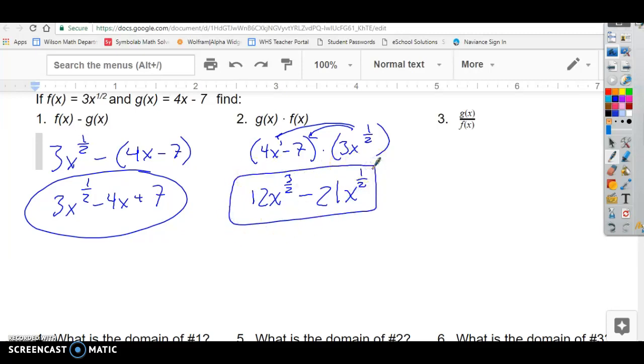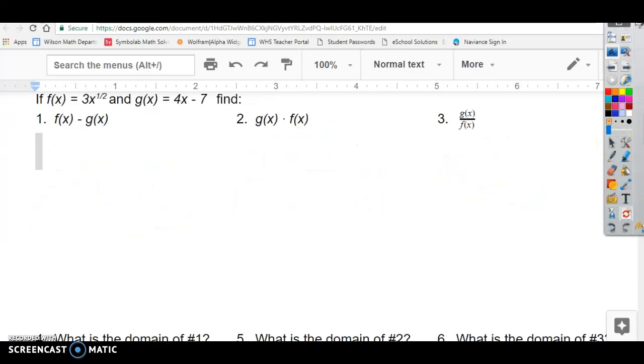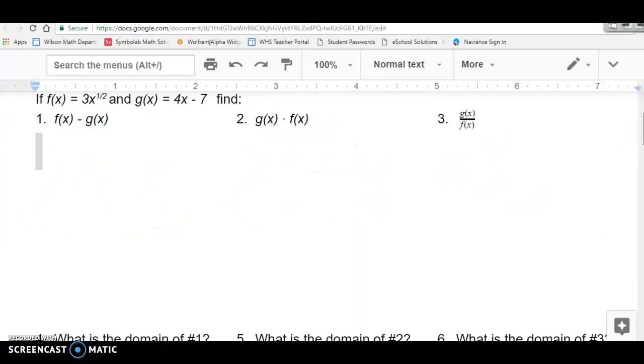All right. Number 3. Looks like we're just going to plug and chug here. So this looks like 4x minus 7 over 3x to the half. And that would be it. Right? Do not have to simplify that if you keep it as one fraction. So let's go ahead and move down to our next 3 problems.